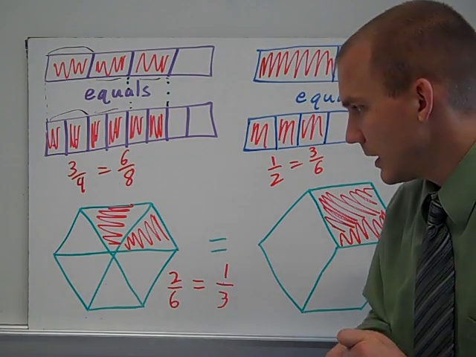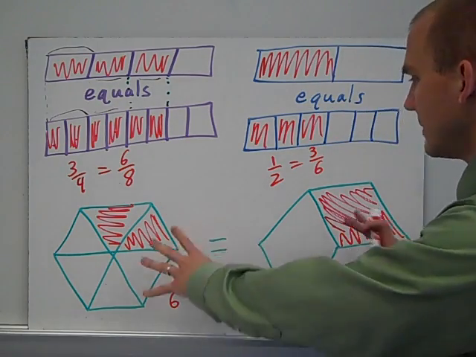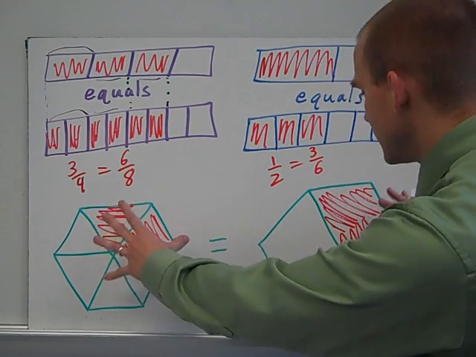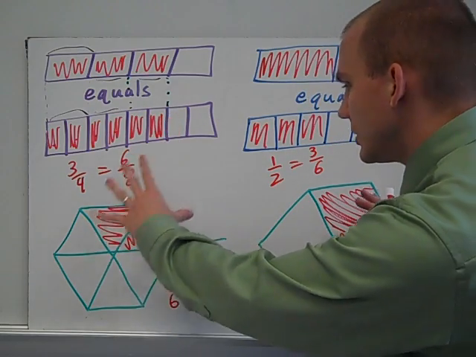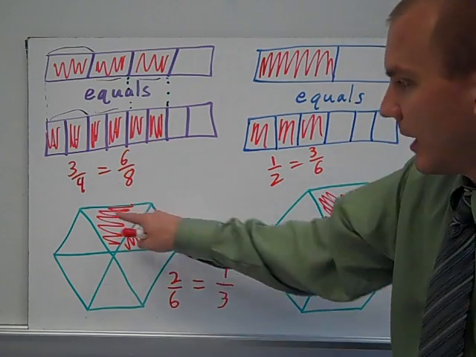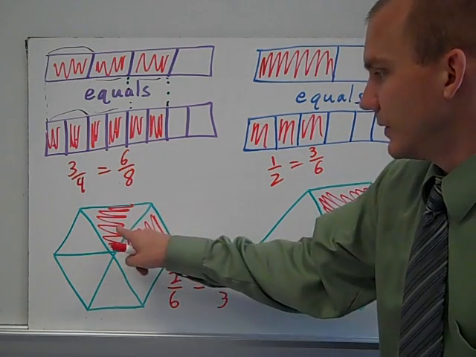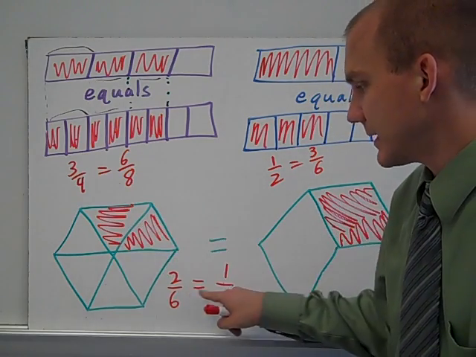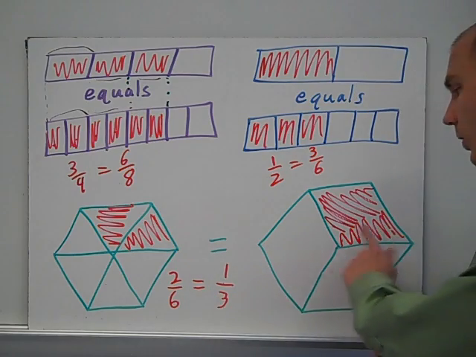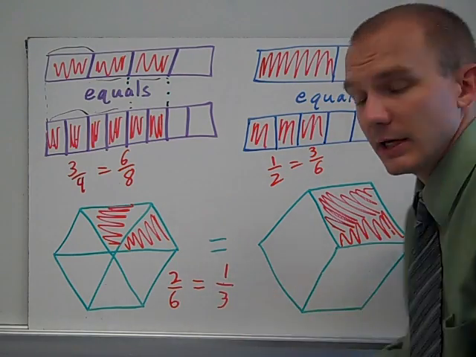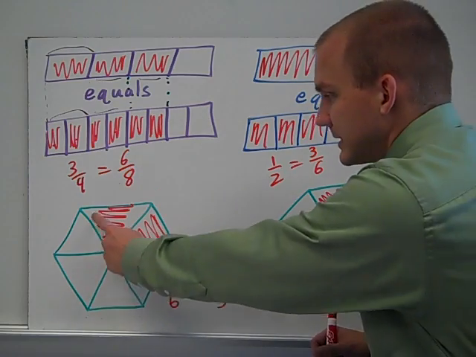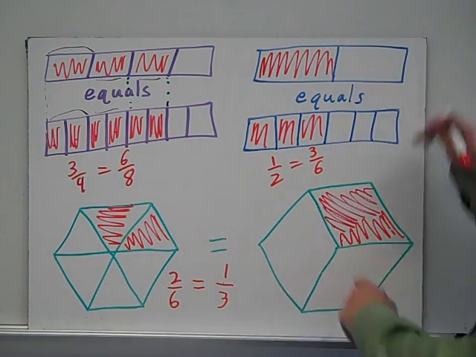2/6. And again, the key here is to draw shapes that are pretty much the same size as a whole, and then shade in the exact same amount in each shape. In this case you have 2 parts of the 6 shaded in, and in this case you only have 1 of the 3, but they're actually equivalent fractions because it's the same amount of space covered.